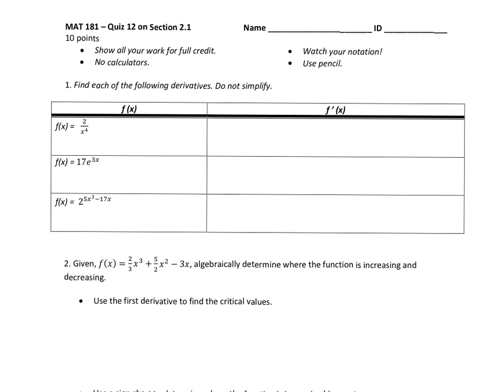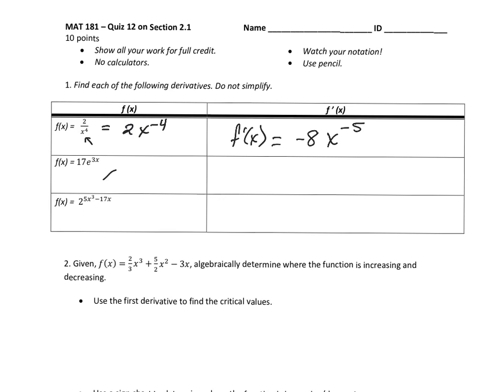Let's take a look at the solutions to quiz 12, which was on section 2.1. First, you had some review questions, and that's taking derivatives where you have to algebraically simplify first. For the first one, you want to take this variable from the denominator and make a negative exponent. Then power rule. Negative 4 times 2 is negative 8, negative 4 minus 1. Or you can write that as negative 8 over x to the 5th.